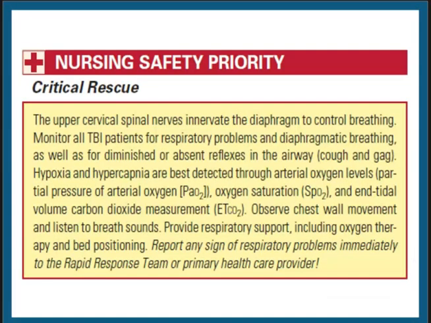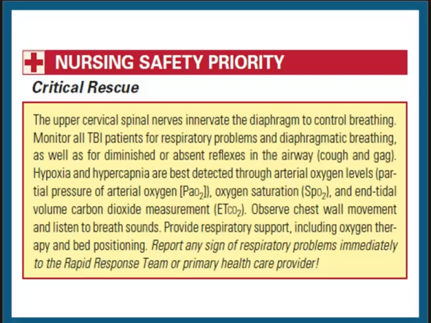Safety priority, critical rescue. The upper cervical spine nerves innervate the diaphragm to control breathing. Monitor all TBI patients for respiratory problems and diaphragmatic breathing, as well as diminished or absent reflexes in the airway. So they no longer have a gag reflex. Hypoxia and hypercapnia are best detected through arterial oxygen levels, partial pressure of arterial oxygen, PaO2, your oxygen saturation, and end tidal CO2. Is there chest wall movement, and listen to breath sounds. Provide respiratory support, including oxygen therapy and bed positioning.